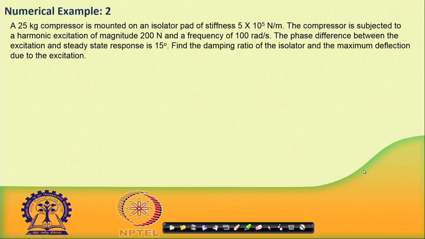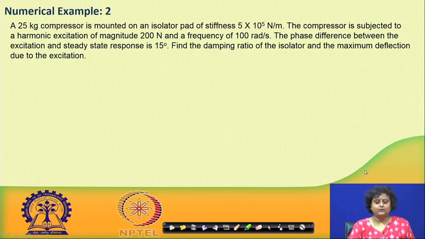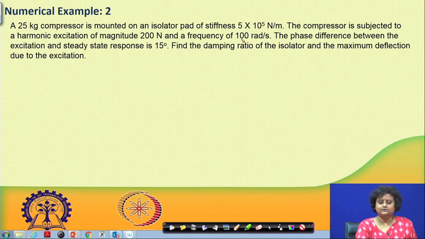So, this is an example of ground motion where we have a compressor which is supported on an isolator pad which is giving a stiffness of K, the value of K is given. A harmonic excitation of magnitude 200 Newton is applied to the system and the system is operating at a frequency of 100 radian per second. The phase difference between the excitation and the steady state response is 15 degree. We have to find out the damping ratio and the maximum deflection due to the excitation.